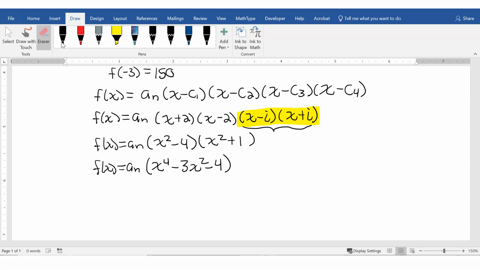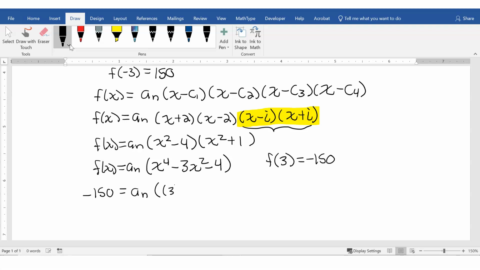To solve for a sub n, we need to use this piece of information that the text gave us, that f of 3 is minus 150. So the value of f of x will be minus 150. That will equal a sub n. And now x is 3, so where we see x here, I'm going to substitute the value of 3 where I see x. And so we'll get minus 150 equals a sub n.